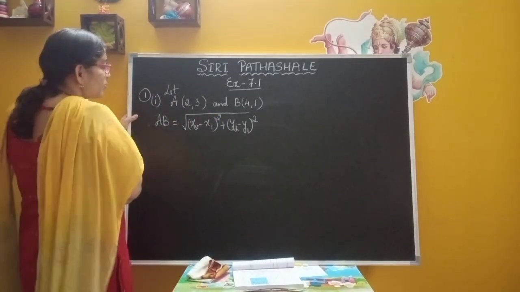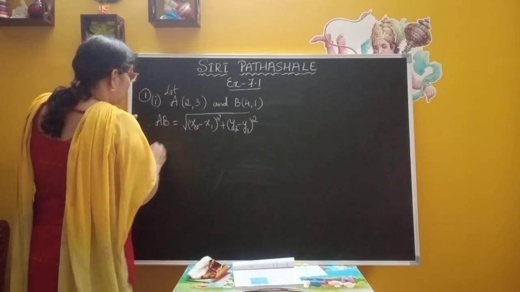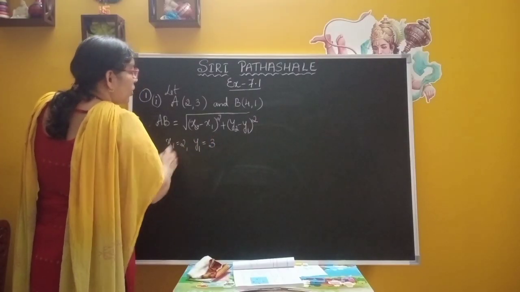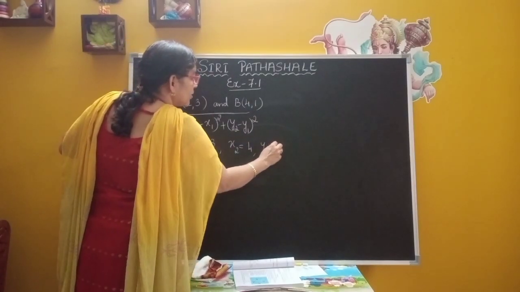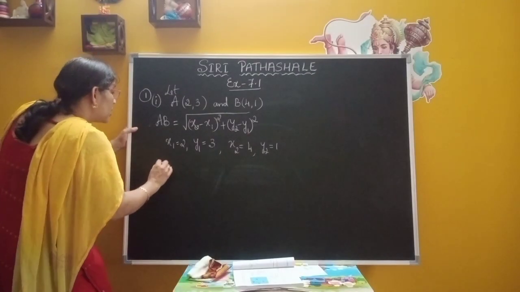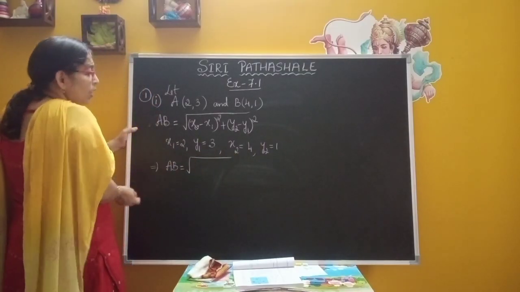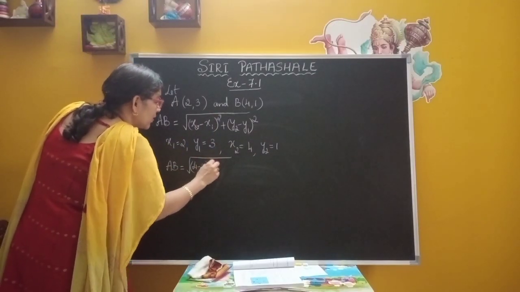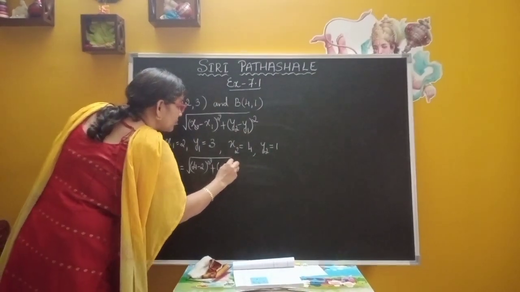That also is correct. Now let us substitute. What is x1 here? This is x1, y1 and x2, y2. So x1 is 2, y1 is equal to 3, and x2 is 4 and y2 is 1. These are the points. Let us substitute in this formula. Therefore, the distance AB is equal to, substitute x2 minus x1, that is 4 minus 2 whole square, plus y2 minus y1, 1 minus 3 whole square.